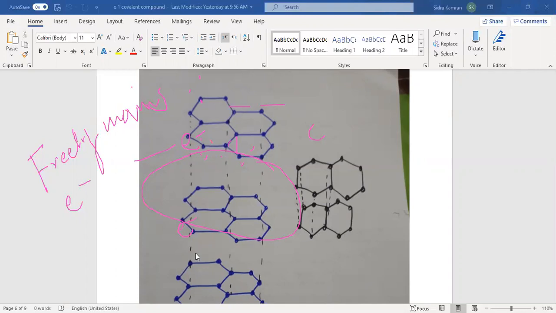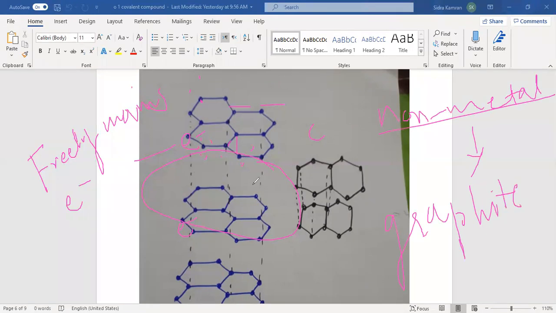As we know, non-metals do not conduct electricity. We study this from our junior classes. But graphite is a non-metal which conducts electricity, because of these free electrons present between the layers of carbon atoms in graphite. That's why graphite conducts electricity.